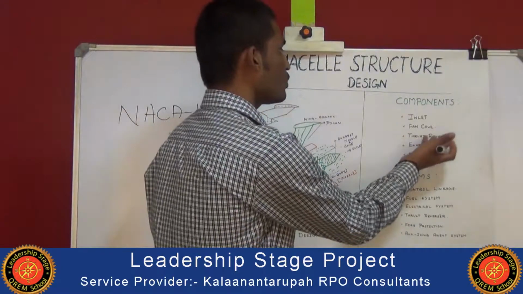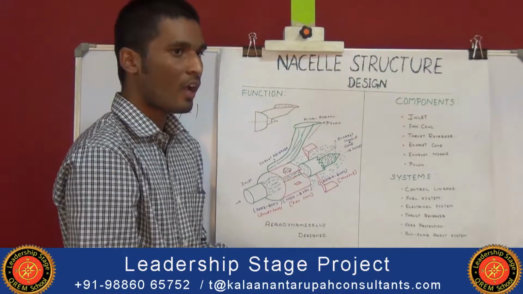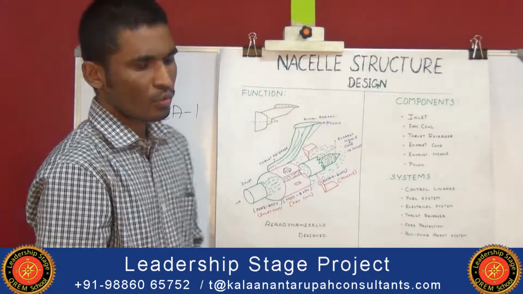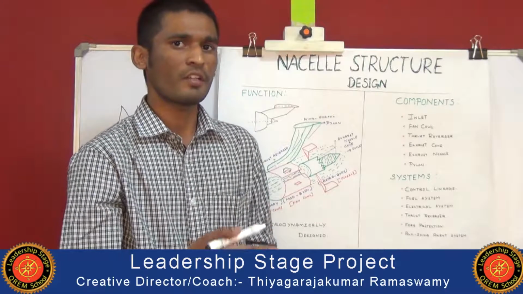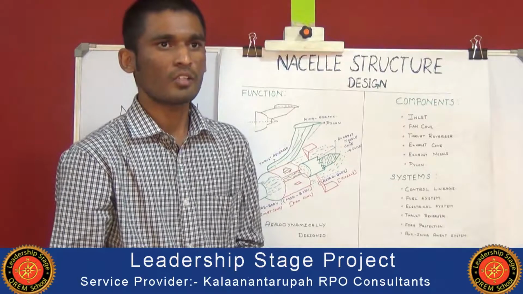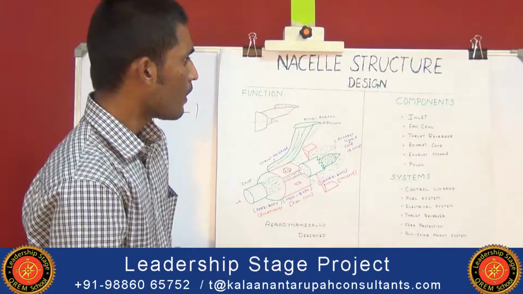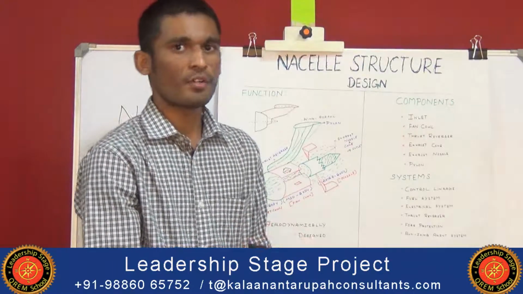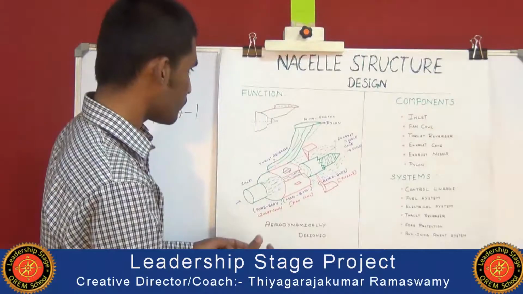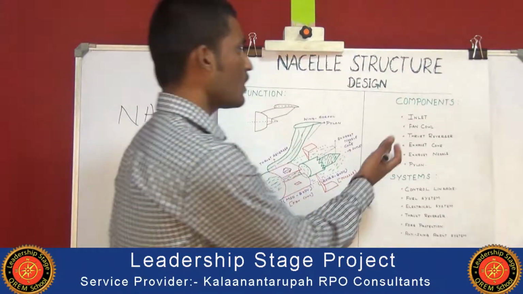And then the thrust reverser. The thrust reverser is a structure made up of acoustical reduction panels, and generally it is used for providing the reverse thrust, as well as the deceleration of the aircraft. It is also used for the short landing purpose of the aircraft. And it is classified into two types. One is the clamshell thrust reverser, and the other is the gasket type thrust reverser.